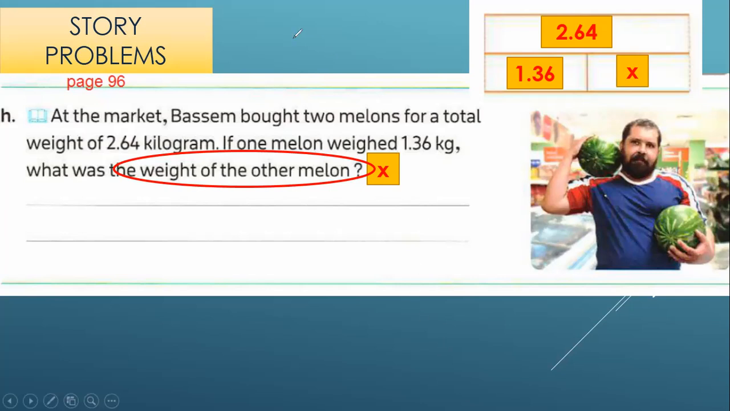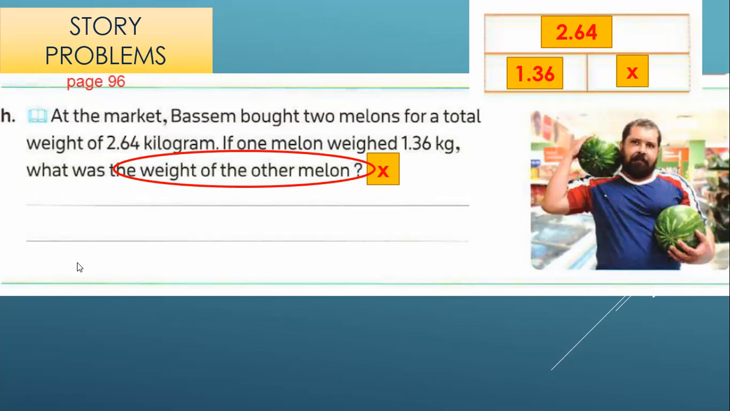Again, assume smaller numbers. If we have here a bar model, we have here 10 and we have here 2. How can we find this missing number? Will you subtract 10 minus 2 or will you add 10 plus 2? 10 minus 2. Minus, of course. So you will subtract the two numbers. I will subtract.